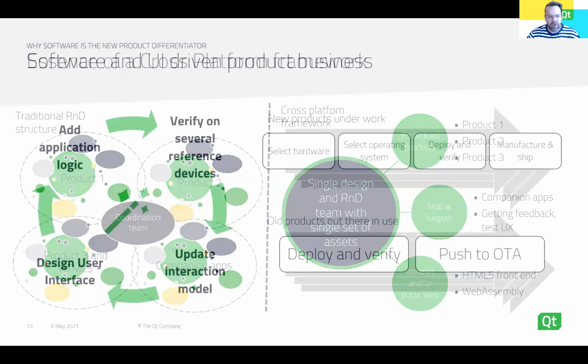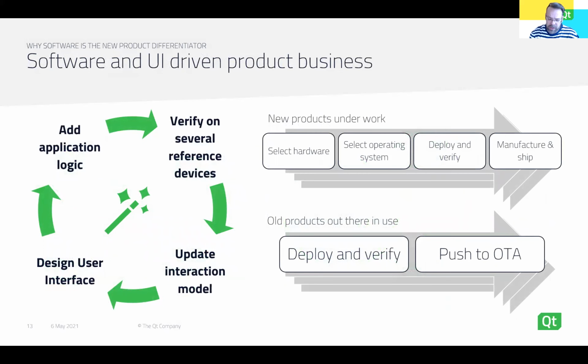If we look at that in more detail to see how it works, the team working on Qt would be the one doing the core of the application. They would be doing the verification on multiple different reference devices, updating and creating the interaction model and any changes to it, designing the user interface, adding the application logic, and then iterating on that, developing the main part of the service on their own.